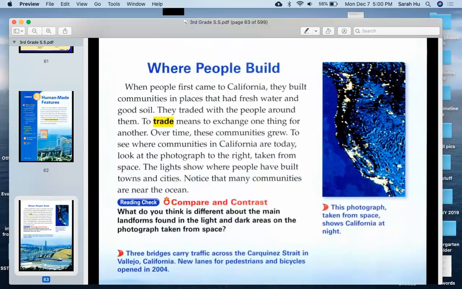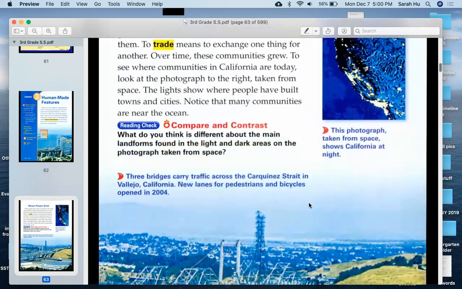So you can look here. This was a picture taken from space, and it shows California at night. So you can see all the lights. So these bright, pretty white areas, those are the lights that they're talking about, where people have built their towns and cities, right? This is kind of our area. I believe this is our area. Okay, let's keep going.